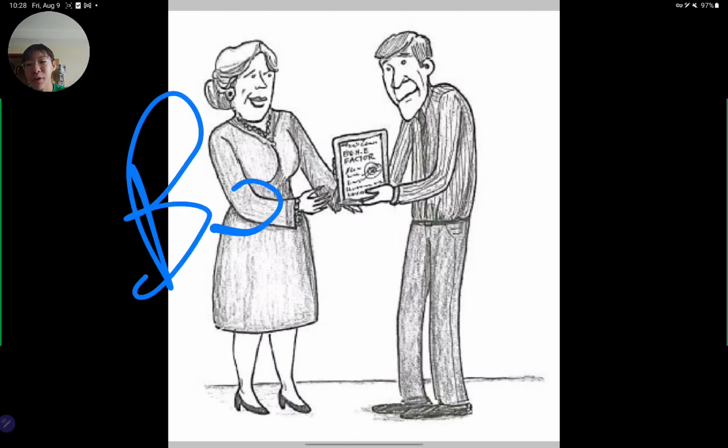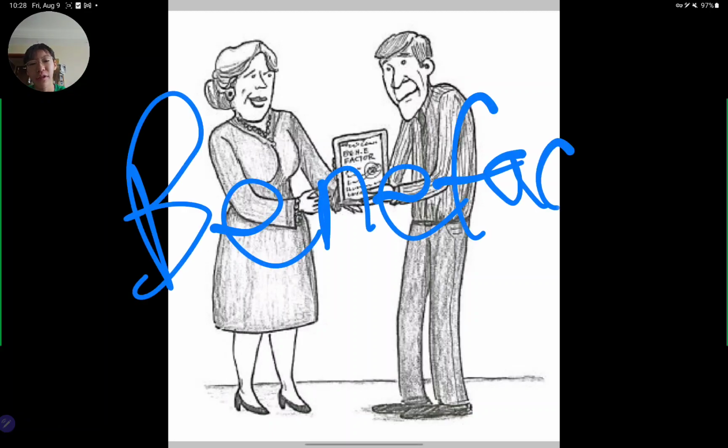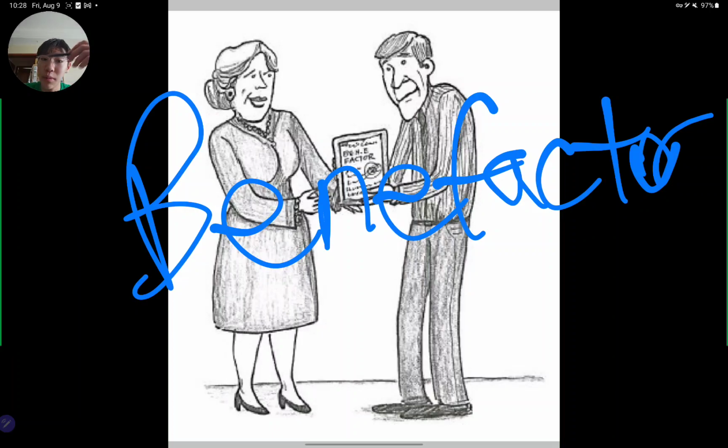Alright, next word we have benefactor. Benefactor is a noun, and this just basically means someone who goes ahead and gives away things, to be like a patron. When you're a benefactor, that just basically means you're a patron.